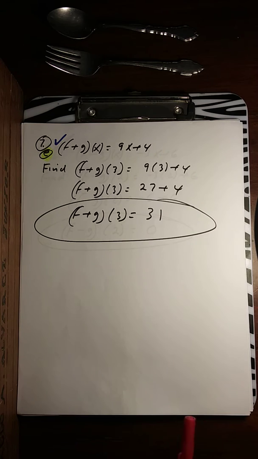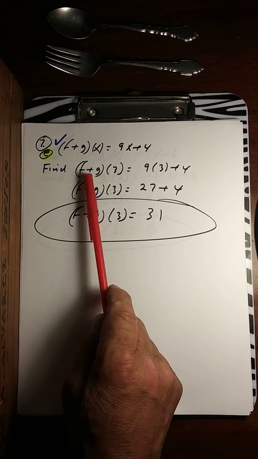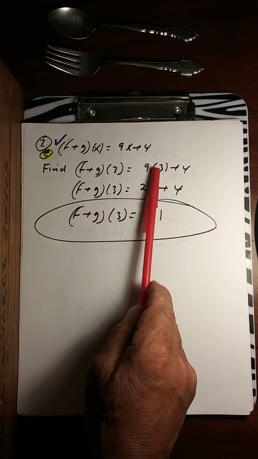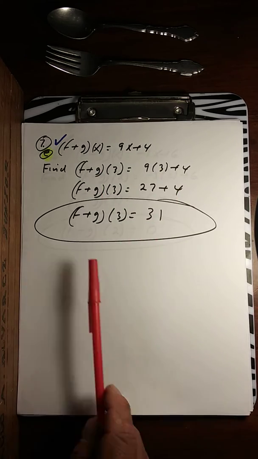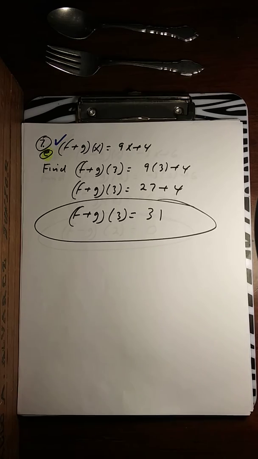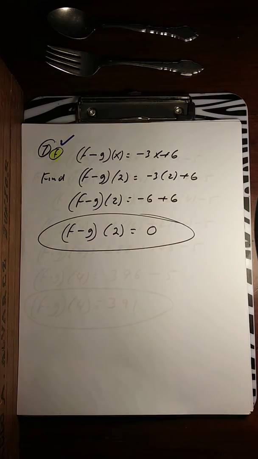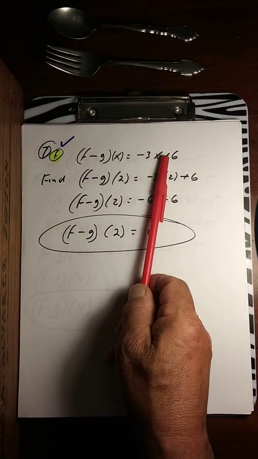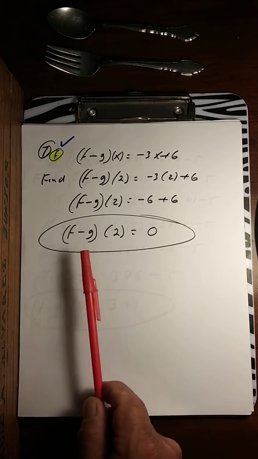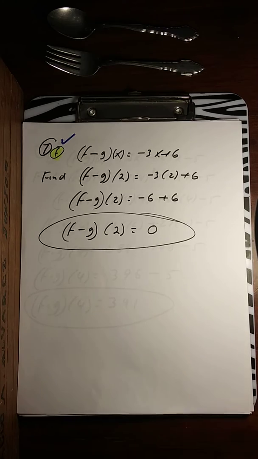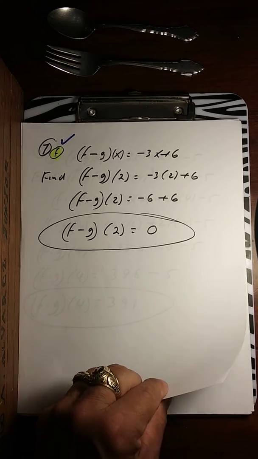F plus g of x is this. What's f plus g of 3? Put a 3 there and copy this. So that's going to be 27 plus 4, 31. So f plus g of 3 is 31. F minus g of x is this. F minus g of 2 is, put a 2 in there. That's going to be negative 6 plus 6, which is 0. So f minus g of 2 is 0.